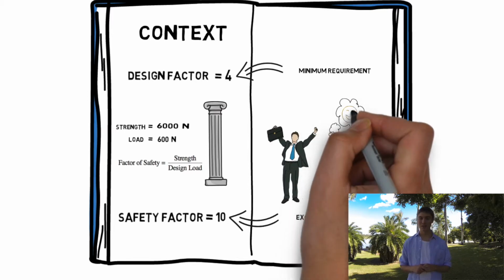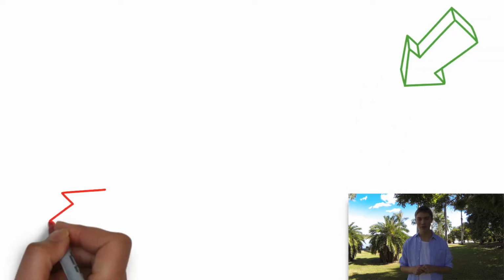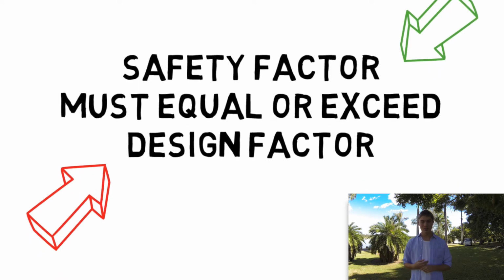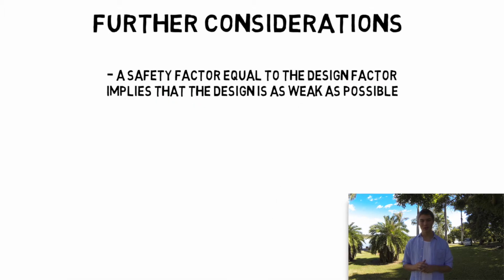In saying this, the calculated realized factor of safety should always meet or exceed the specified design factor. If it doesn't, then the proposed design is considered not adequate for the particular application. Here are some other things to consider when talking about factors of safety and how they influence your design justifications. A safety factor that is equal to the required design factor implies that the design is quite literally as weak as it possibly can be, while still satisfying the allowable minimum strength.